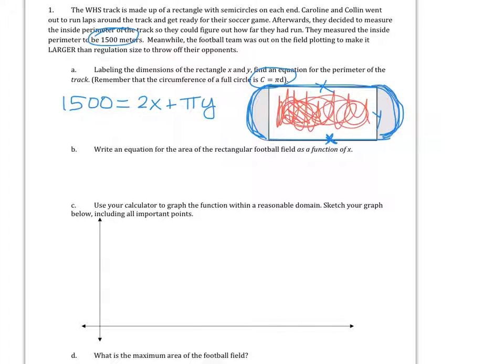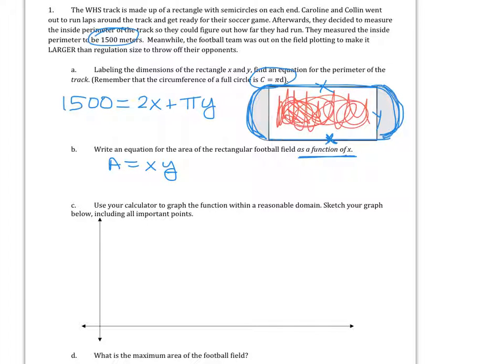Right, so now an equation for the area of the rectangular football field as a function of x. Okay, so as a function of x means x is the only variable in the formula part of it. Okay, so we can think of area of the rectangular football field as x times y. Okay, and that's great, but this is not a function of x because we have a y here. So we need to find a way to replace y with something that has to do with x.